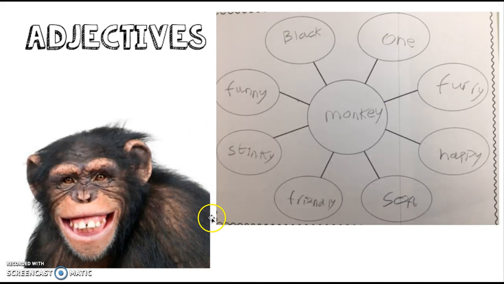So this is a picture of a monkey that I stuck up on the smartboard one day, and they wrote the name of it in the center, and we brainstormed a list of adjectives to describe the monkey based on the answers to the questions from the anchor chart.